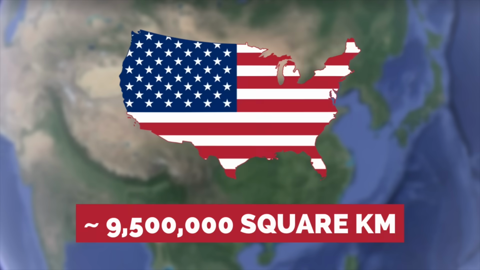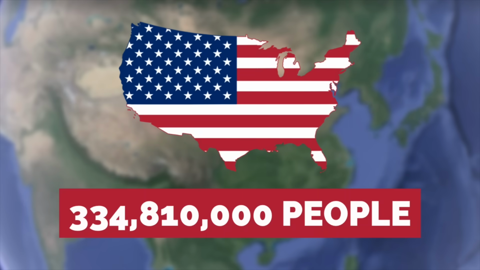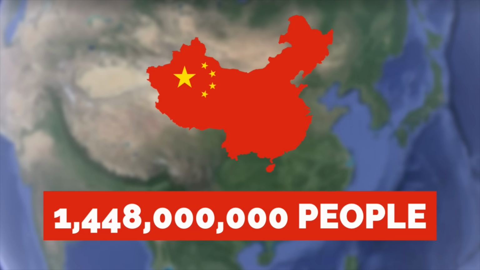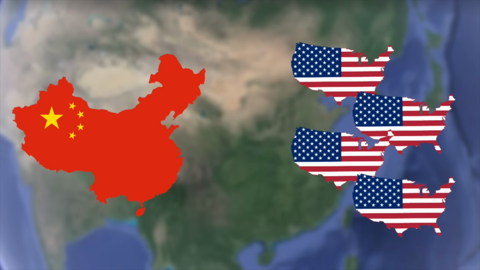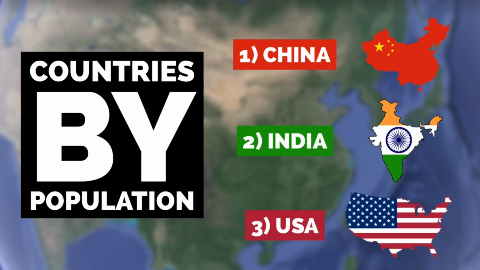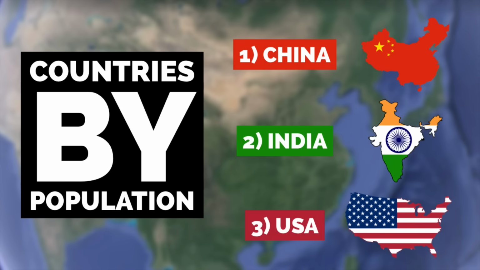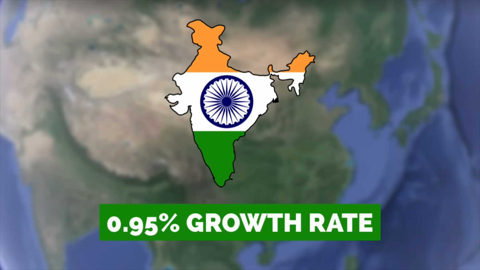The United States is home to about 1/3 of a billion people and has an annual population growth rate of 0.57%. China is home to over 1.4 billion people, but has a smaller growth rate at 0.29%. China has so many people that it would take over 4 USAs put together to equal its population, and as such, it is the most populous country in the entire world, with the USA being in 3rd place. However, it is likely in the coming years that India will overtake China's 1st place position, as India's population is growing considerably faster than China's is.